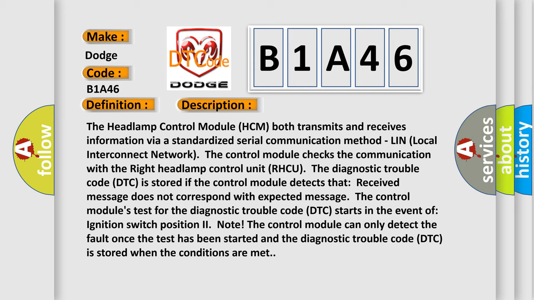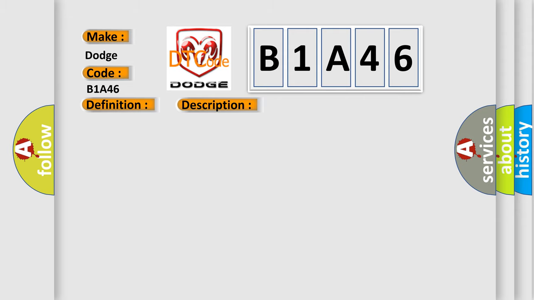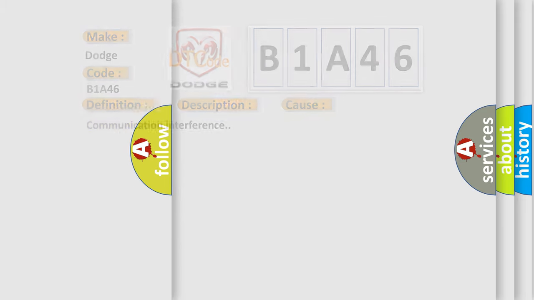The diagnostic trouble code DTC is stored if the control module detects that the received message does not correspond with the expected message. The control module's test for the diagnostic trouble code DTC starts in the event of ignition switch position 2. Note: the control module can only detect the fault once the test has been started, and the diagnostic trouble code DTC is stored when the conditions are met. This diagnostic error occurs most often in these cases: communication interference.